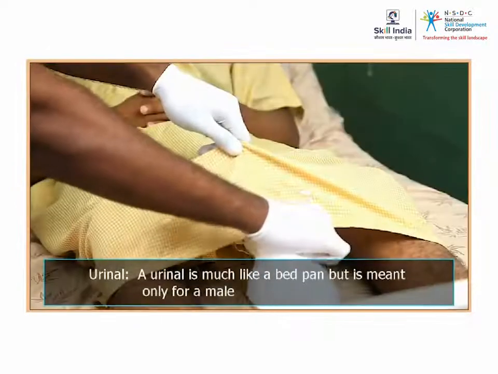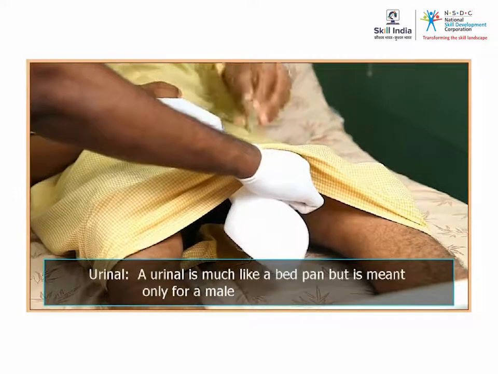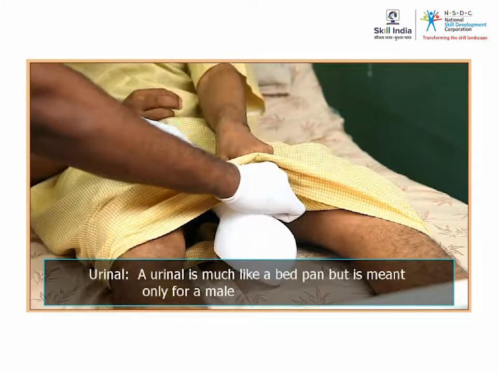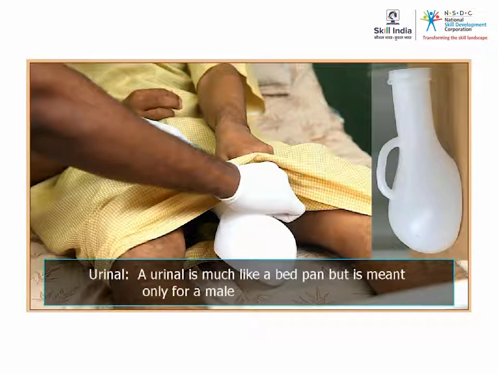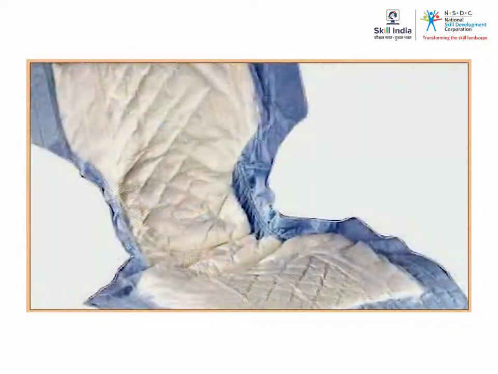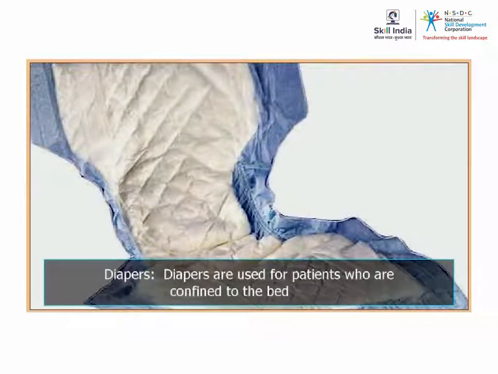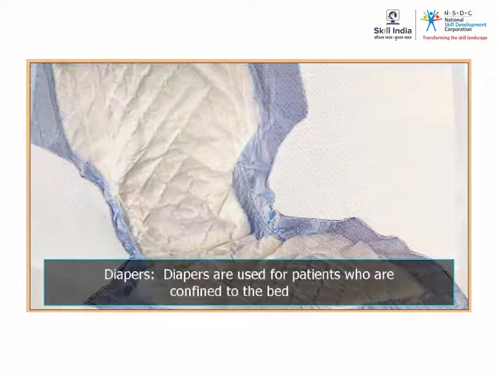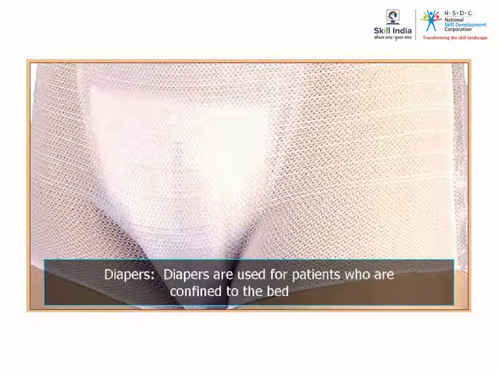Urinal. A urinal is much like a bedpan, but is meant only for a male. The urinal is shaped in a way that only a male patient may use it while still on bed and remain comfortable. Diapers are used for patients who are confined to the bed and are unable to express or control the need of elimination.